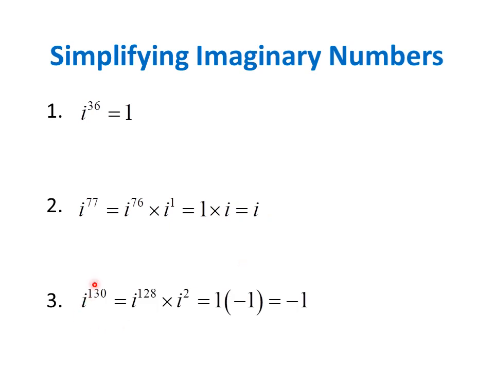Next, we have i to the 130. Okay, can we divide 130 by 4? No. But we can divide 128 by 4. Therefore, we can write i to the 130 as i to the 128 times i squared, because 128 plus 2 is 130. Okay, since 128 is divisible by 4, i to the 128 is automatically equal to 1. And we know that i squared is -1. So 1 times -1 is -1.